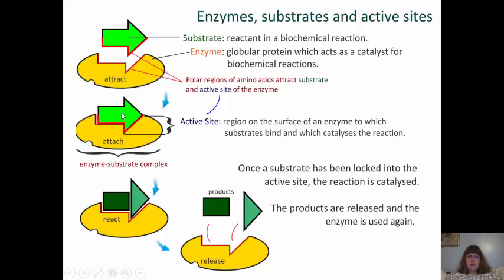When they are together, the substrate fits into the active site. So this is the region on the surface of the enzyme to which the substrates bind and which catalyzes the reaction. This then is referred to as an enzyme substrate complex. So then the reaction happens. Once the reaction happens, the products are then released. And the enzyme, you can see, is the exact same as when it started, so it can be used over and over and over again.